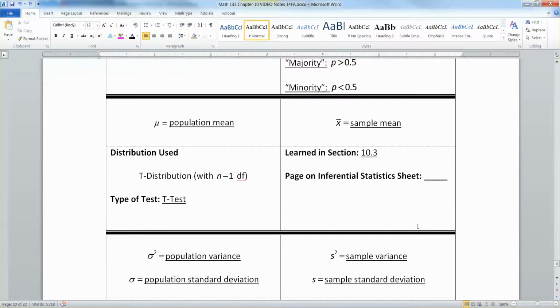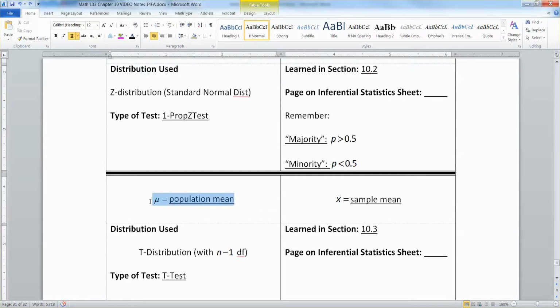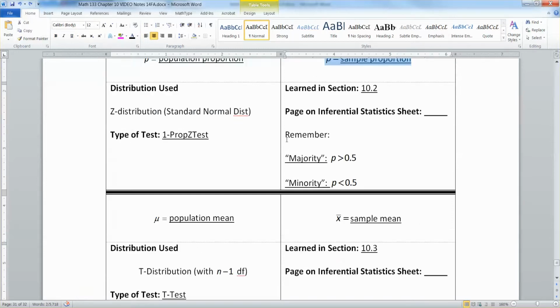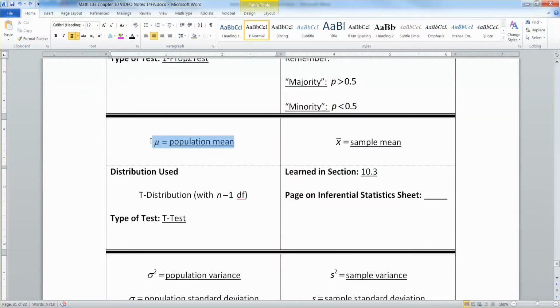Last page. All right, so what about testing the population mean? So, real quick, to test a population proportion P, we use P hat, our sample proportion. To test mu, the population mean, we'll use X bar, which is our sample mean. That'll be a t-test, and since it has the letter T right in there, that's a sign that you're using the T distribution with n-1 degrees of freedom.